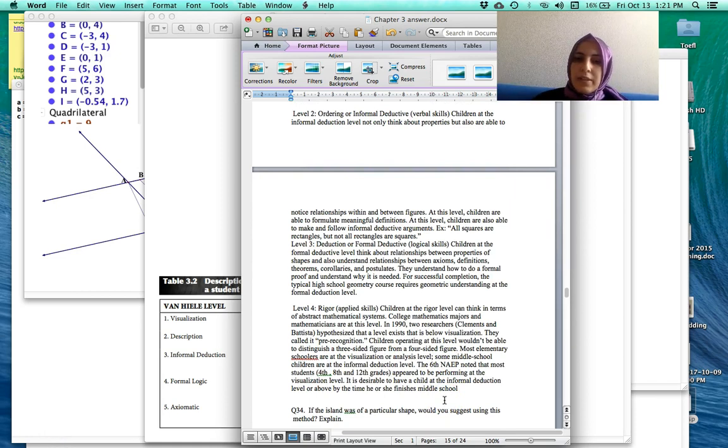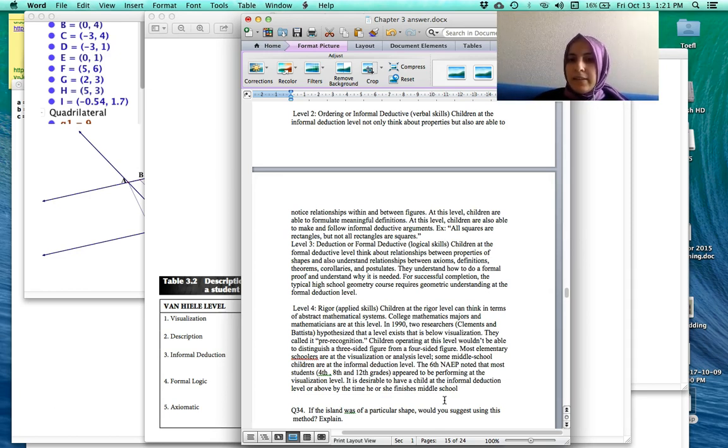Okay, the last one is level 4. Rigor, applied skills. Children at the rigor level can think in terms of abstract mathematical systems. College mathematics majors and mathematicians are at this level.